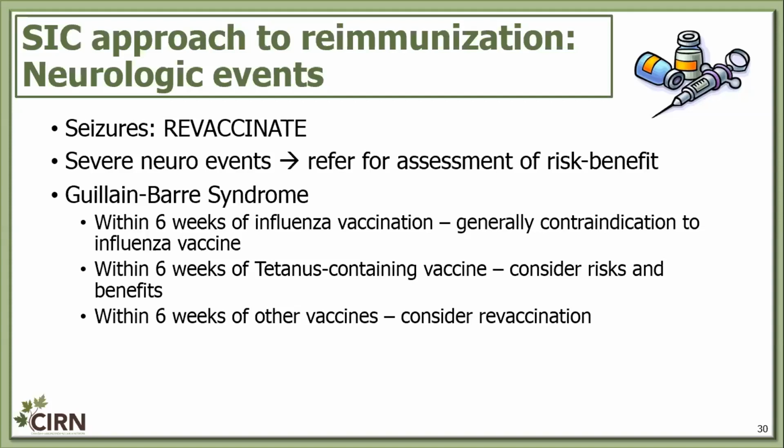But GBS with onset within 6 weeks of other vaccines can be considered for revaccination. There's limited data, but there are some large cohort studies out of the Vaccine Safety Datalink in the US of well over 500 to 600 patients with GBS that showed no incidence of recurrences in patients who had been revaccinated. So the risk of recurrence is, if anything, very, very low.